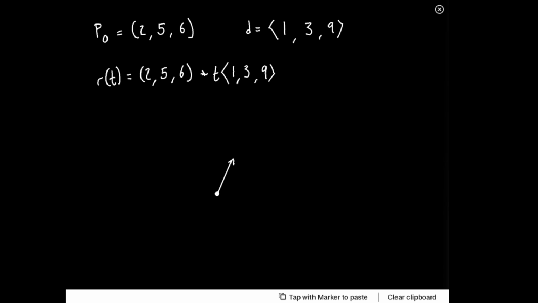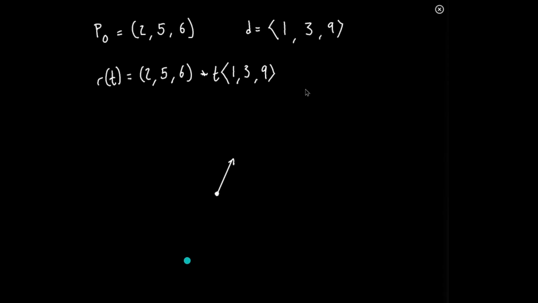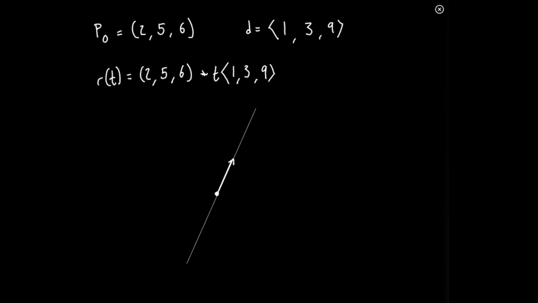The point, p naught right here, describes the starting point. So I have my starting point and then I have my vector. As my vector gets bigger, as t gets bigger, the end of my arrow goes somewhere along this line. Let me go ahead and draw my line here. As t gets bigger, the end of my arrow ends up here. As it gets smaller, it goes down here, and as t goes negative, it goes down here. So it describes every point along this line.